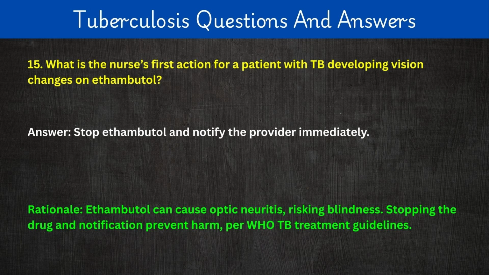15. What is the nurse's first action for a patient with TB developing vision changes on ethambutol? Answer: stop ethambutol and notify the provider immediately. Rationale: ethambutol can cause optic neuritis, risking blindness. Stopping the drug and notification prevent harm, per WHO TB treatment guidelines.